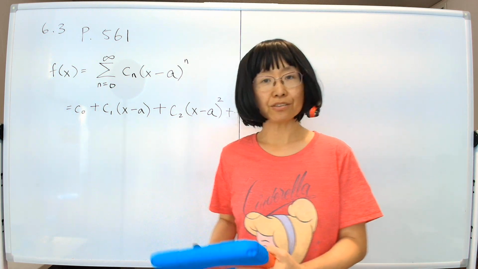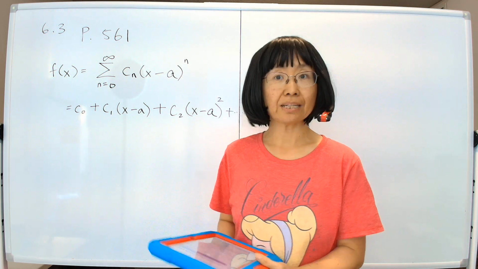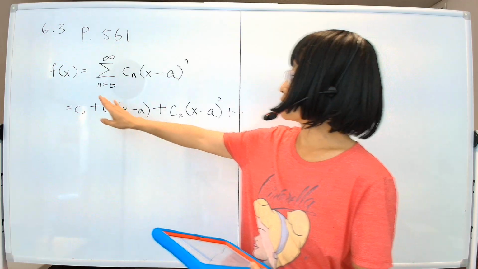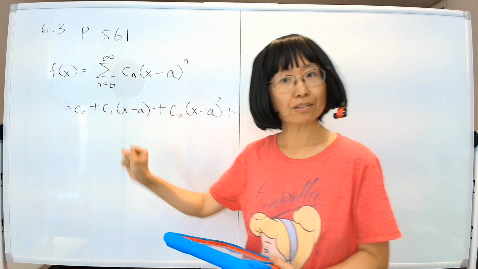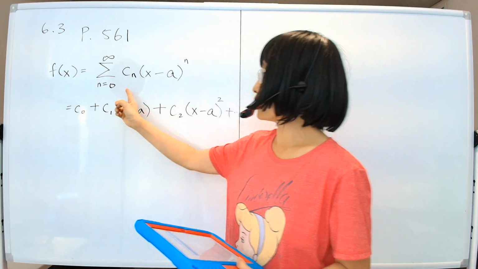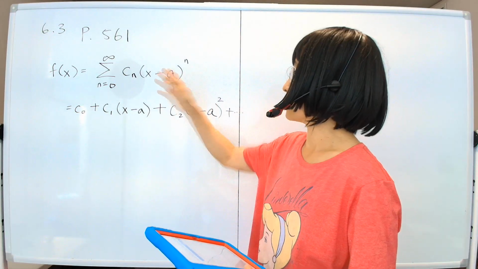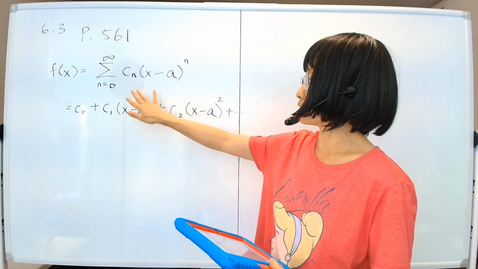Today we are going to do section 6.3, which is the Taylor series. The Taylor series is something like this. Okay, first let's look at the function. Let's say that the function has some kind of an expansion equal to some infinite series like this.